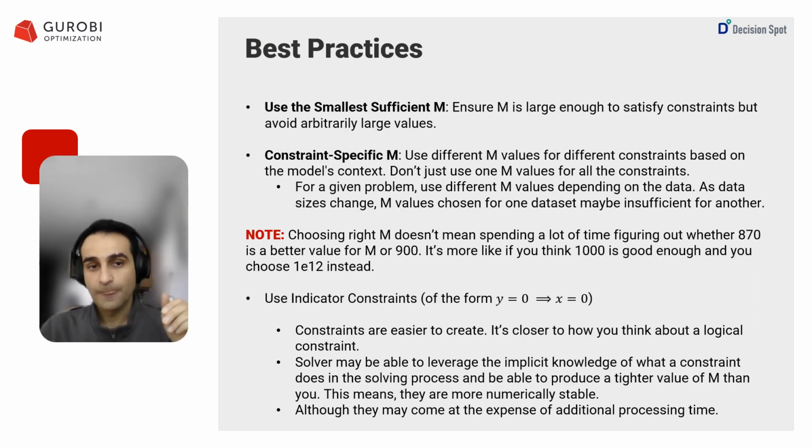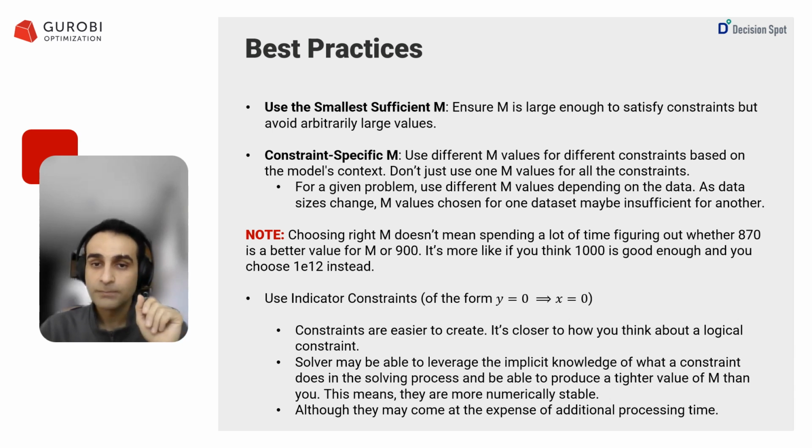So what should we do? First of all, instead of giving M a grossly large value, use a value that's large enough so it still enforces the constraint. Next, use problem-specific values for M. Not every constraint needs the same M. Some constraints might need a larger M, while others can work with a much smaller value. For a given problem, use data-specific values for M.